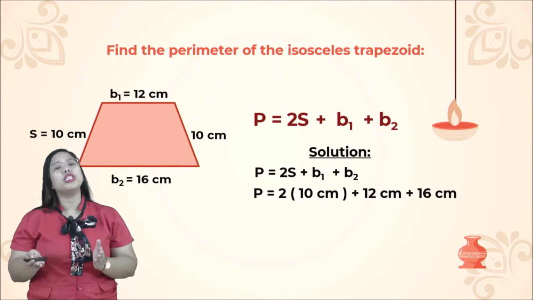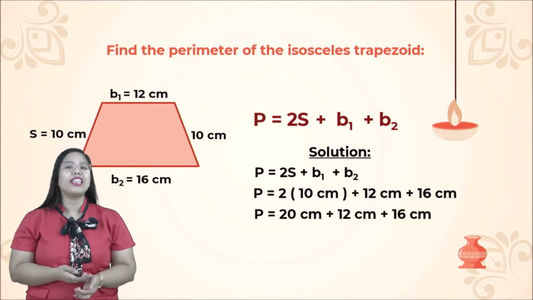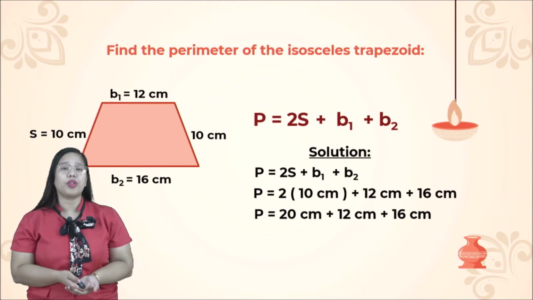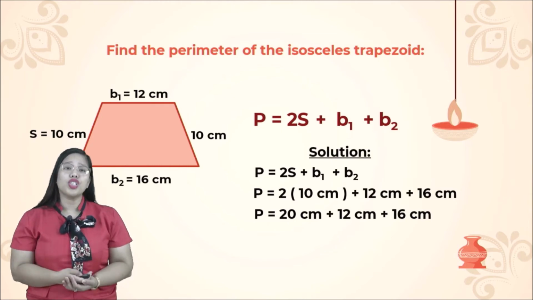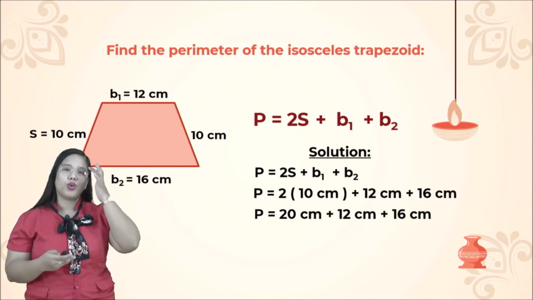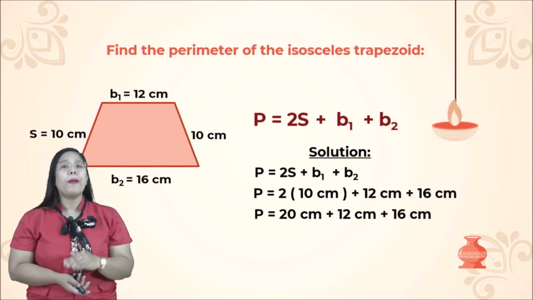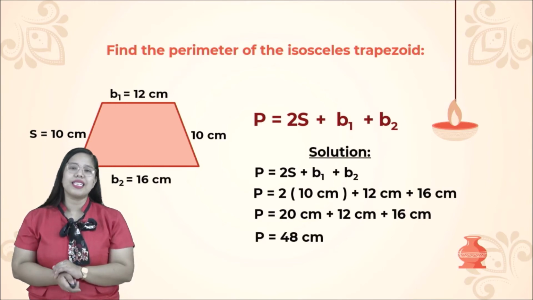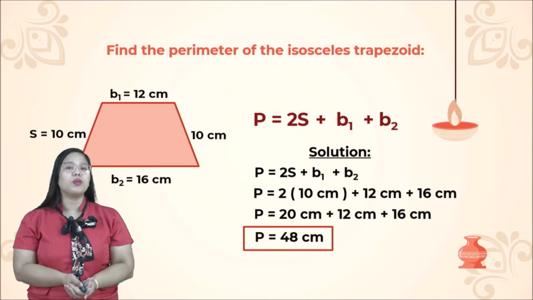So we need to multiply first the sides. 2 times 10 is 20, and then we will just rewrite 12 centimeter plus 16 centimeter. And now we just add all those values. So 20 centimeter plus 12 centimeter plus 16 centimeter is 48 centimeter. So our answer for this one will become 48 centimeter.